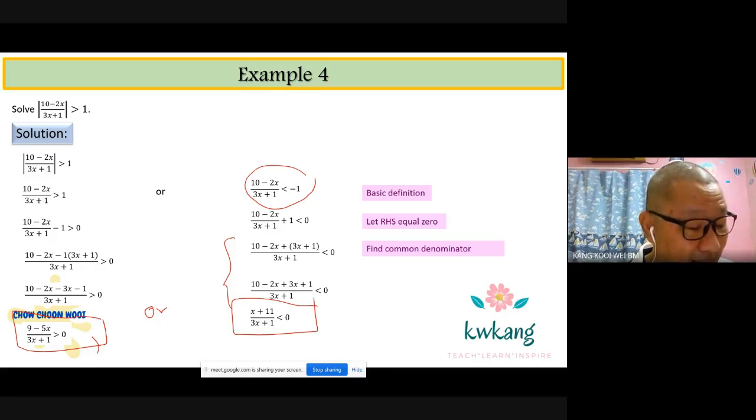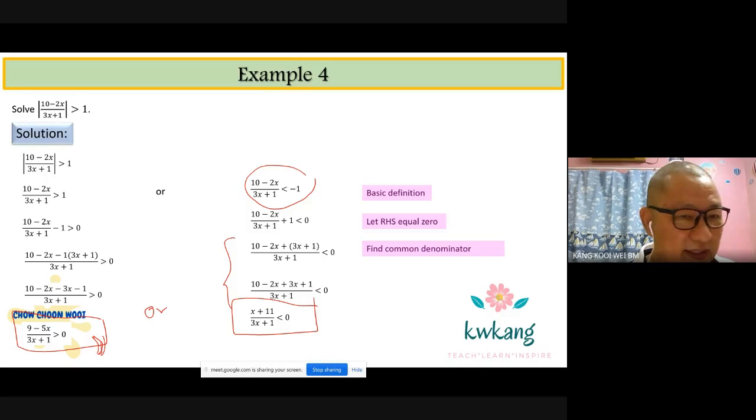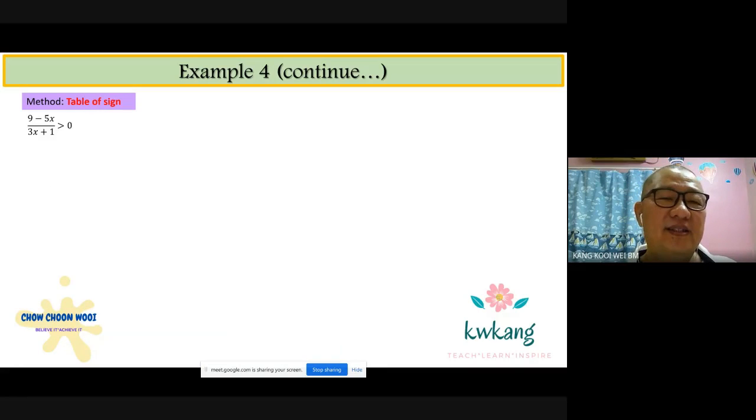Apa yang patut kita nak buat? Lepas step ini. Selepas ini, kita kena buat table of sign. Sama juga begitu juga. Table of sign. Okay, next step is to using table of sign. Okay. So to construct this table of sign, okay.